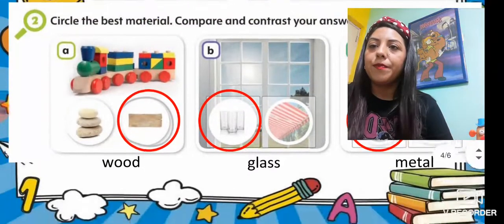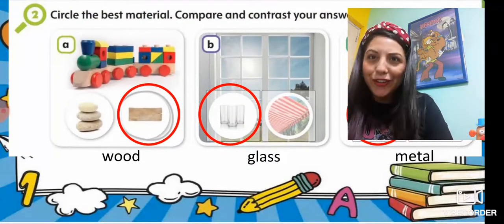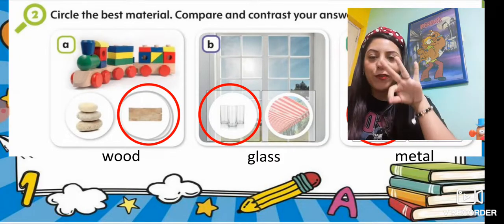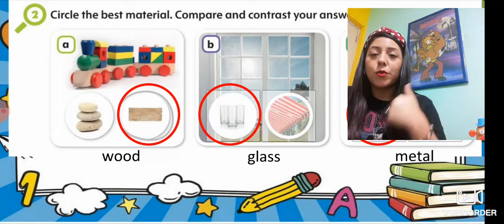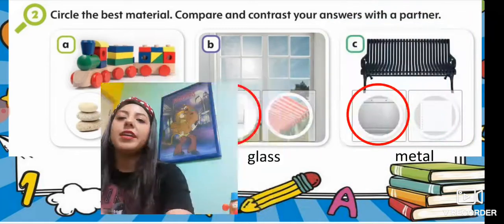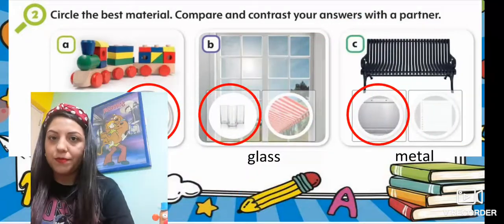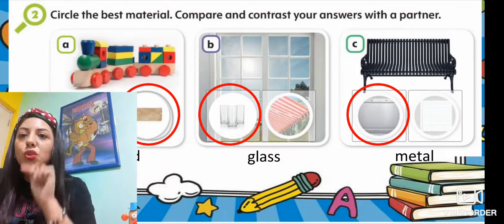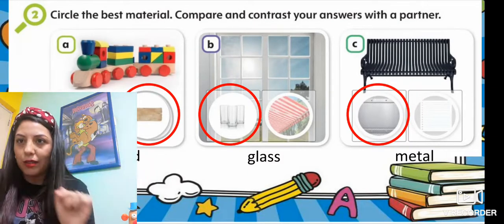Now in here, we have to circle the best material. Compare and contrast your answer. We have 3 different pictures here. We have wood, we have glass, and the last one is the metal. If you see these pictures, we need to circle the material.